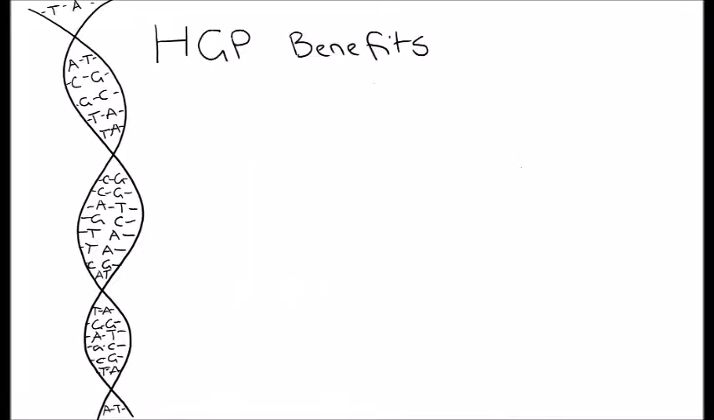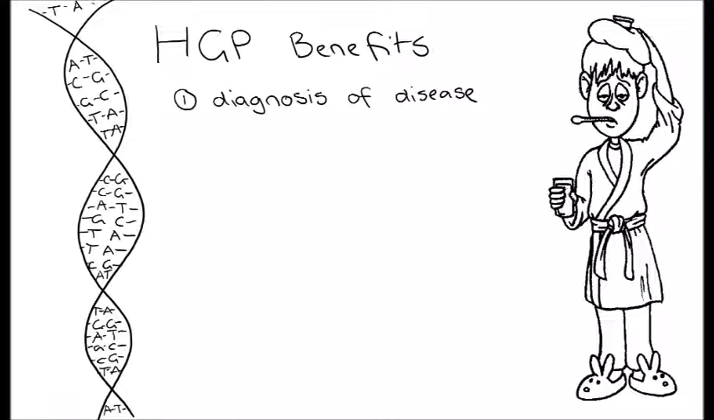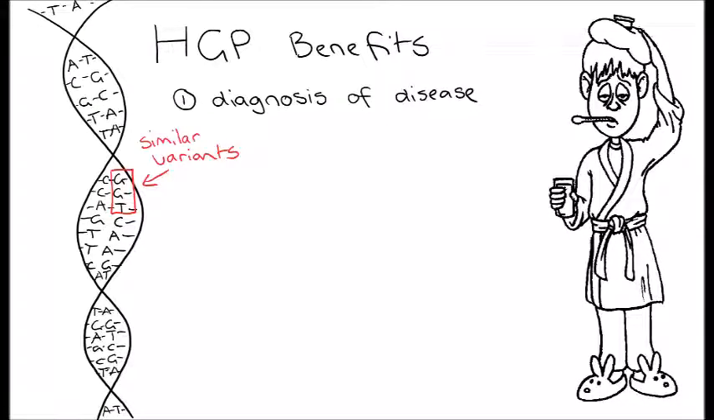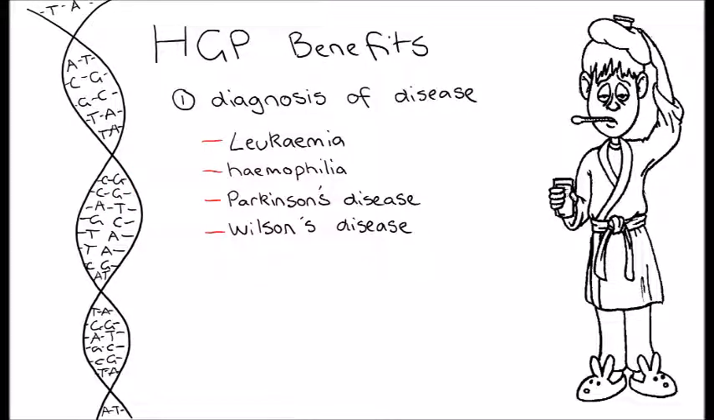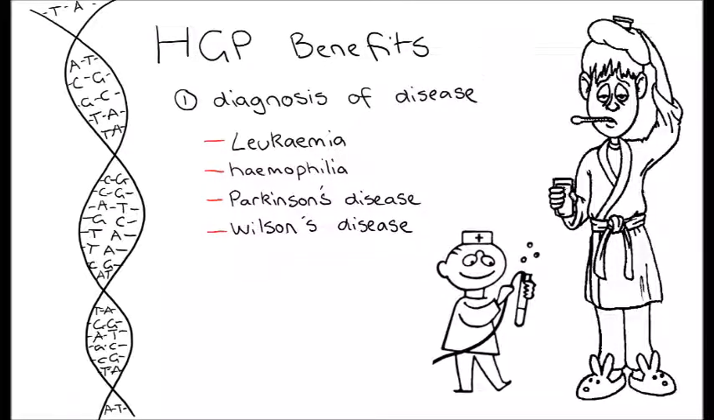The HGP has resulted in improved diagnosis of disease. Doctors are able to use genetic tests to identify common genetic disorders by identifying similar variants in their genetic code. Identifiable diseases include leukemia, hemophilia, Parkinson's disease, and Williamson's disease. Genetic testing can confirm a doctor's initial diagnosis and allow for treatment to be implemented earlier.